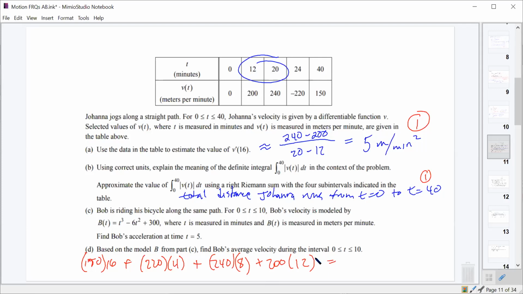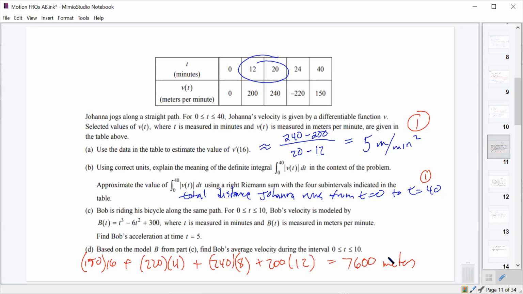let's see here, 16 times 150 ought to be 2,400. That's 880. Looks like that comes out to be 7,600 meters.